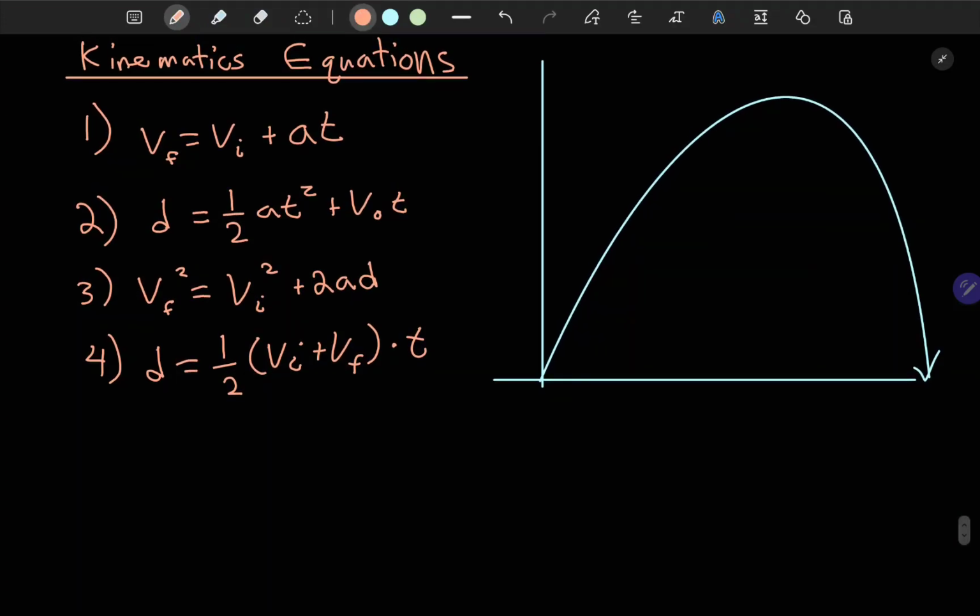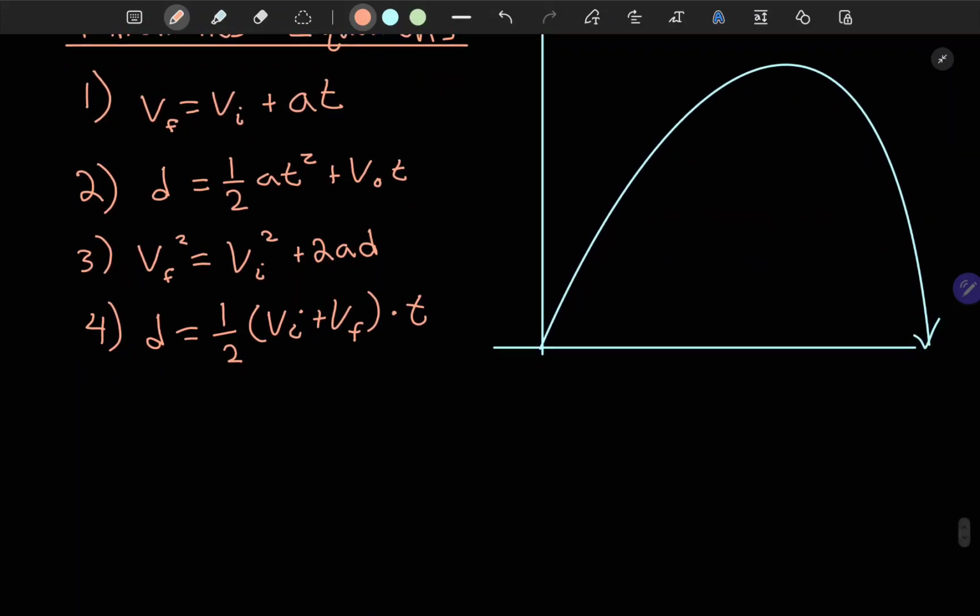And they give this to you on that big formula sheet. So these will all be available to you. So you don't need to memorize them, but you do need to know how to use them.